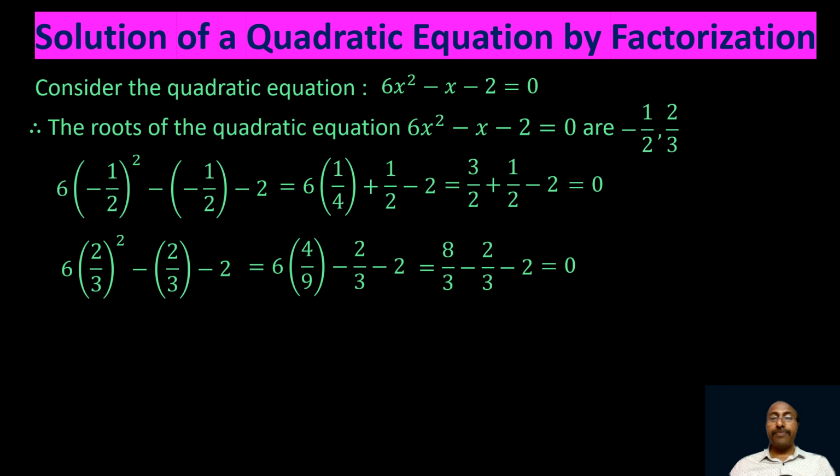So in this way, the values we got are satisfying the equation 6x square minus x minus 2 equal to 0. So we can say that minus 1 by 2 and 2 by 3 are the roots of the equation.